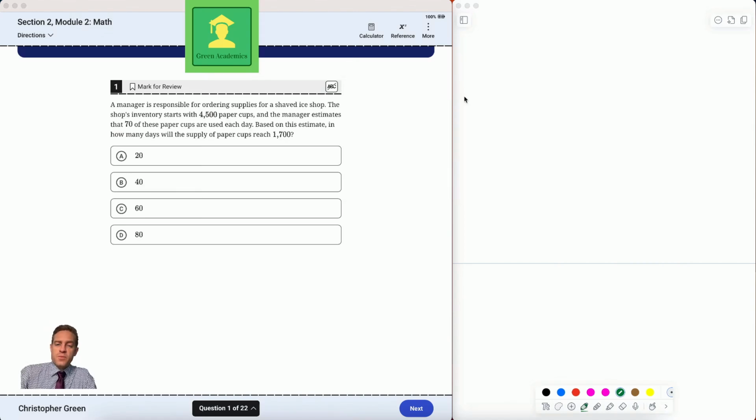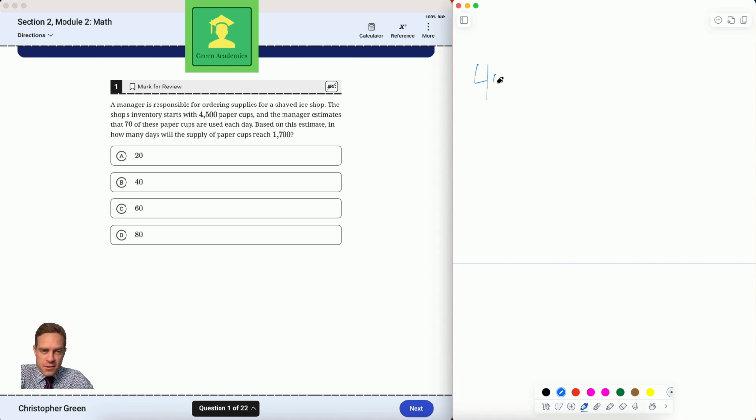This is Bluebook Digital SAT 6 Math Module 2. A manager is responsible for ordering supplies for a shaved ice shop. The shop's inventory starts with 4,500 paper cups, and the manager estimates that 70 of these paper cups are used each day. Based on this estimate, in how many days will the supply of paper cups reach 1,700?